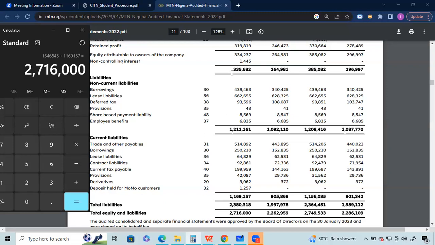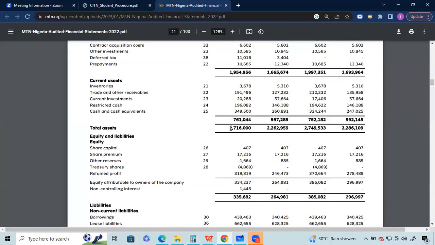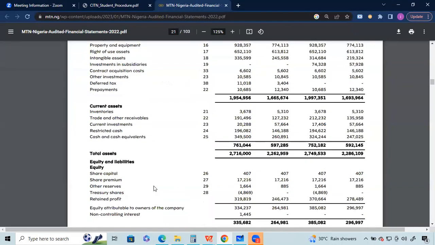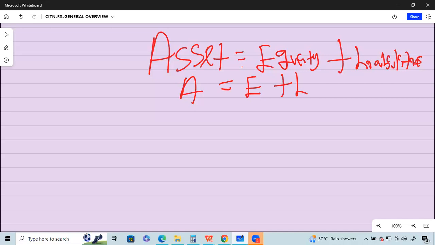If you have 335,682 plus 1,221,161 plus 1,169,157 and add everything together, you can see it gives us 2,716,000, which is the same as our asset. Meaning that if your asset is this, your equity and liability together must also give you the same thing. So you can see that the equity and the liability is also equal to the asset. That is what we call the accounting equation: assets equal to equity plus liability.